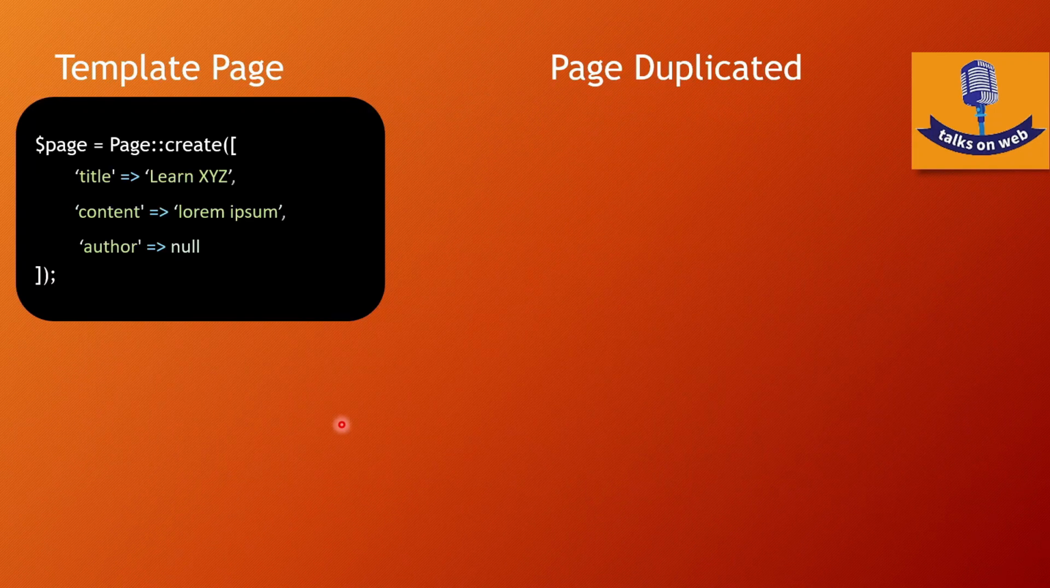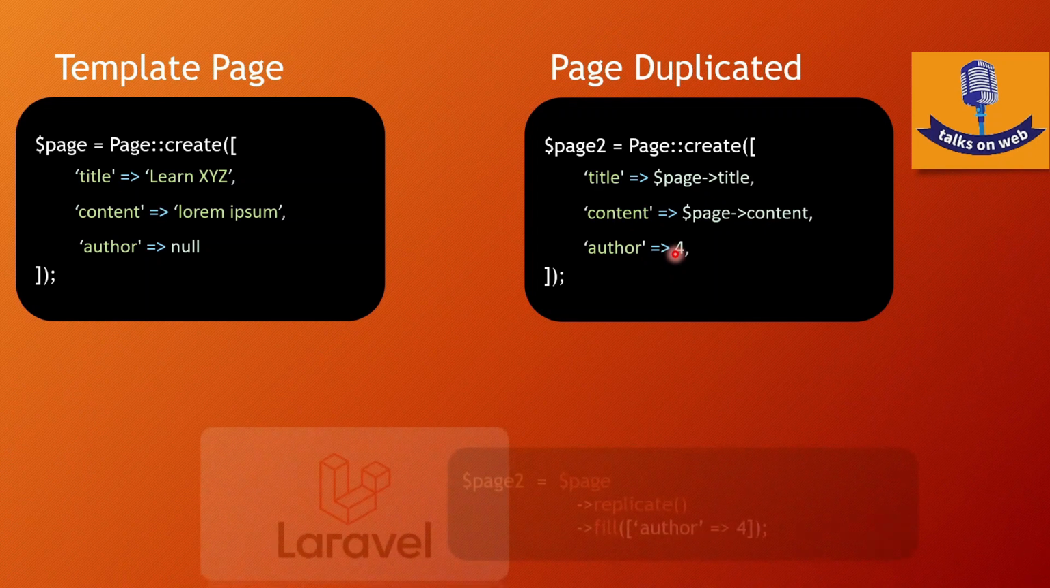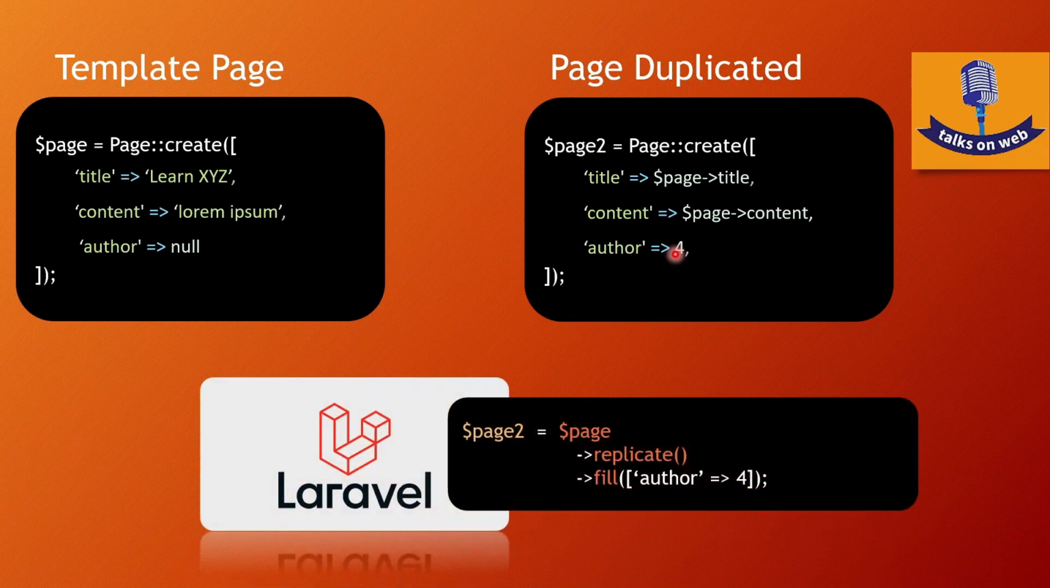Now behind the scenes, you usually have this, a page model, and then you create the template out. Anybody who clones that will usually hit code like this, where you take the original template, copy its title and content. The only thing you change is the author. Now given that Laravel has been around for a while, there must be an option where we can do it in a much simpler way.